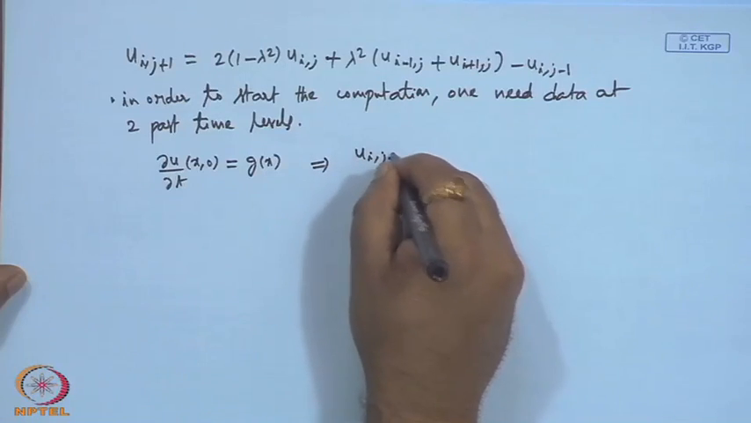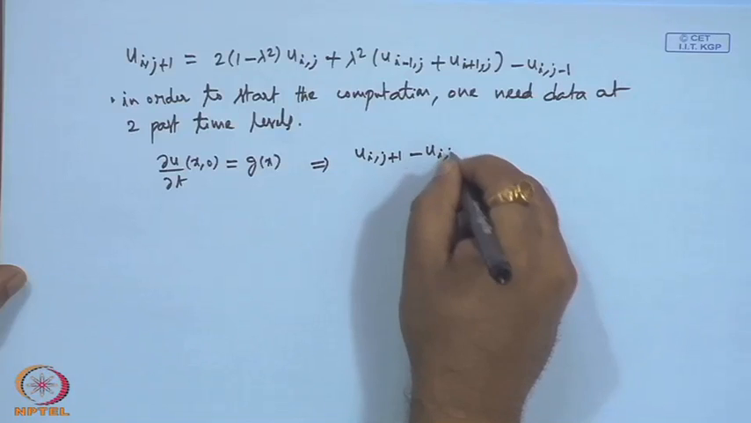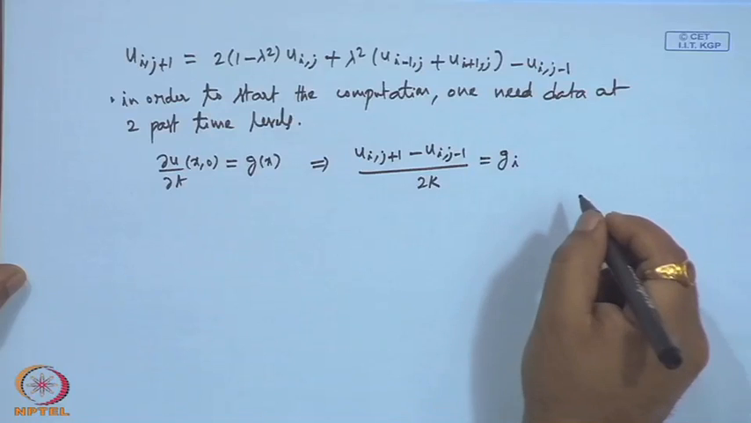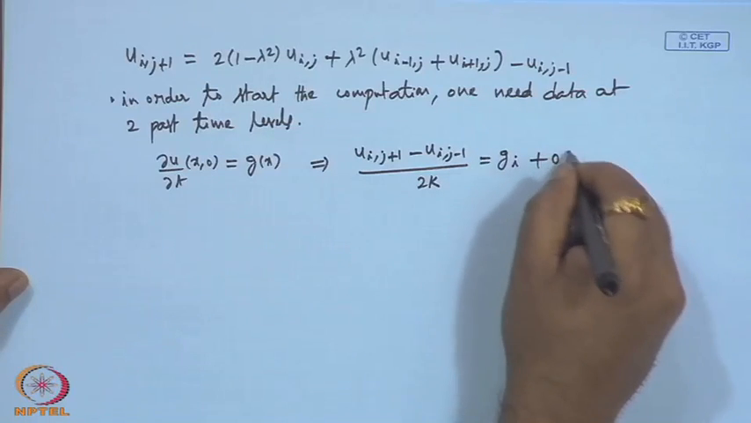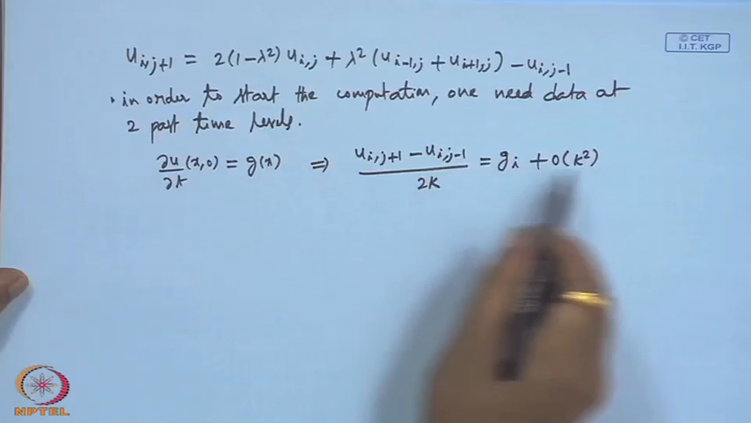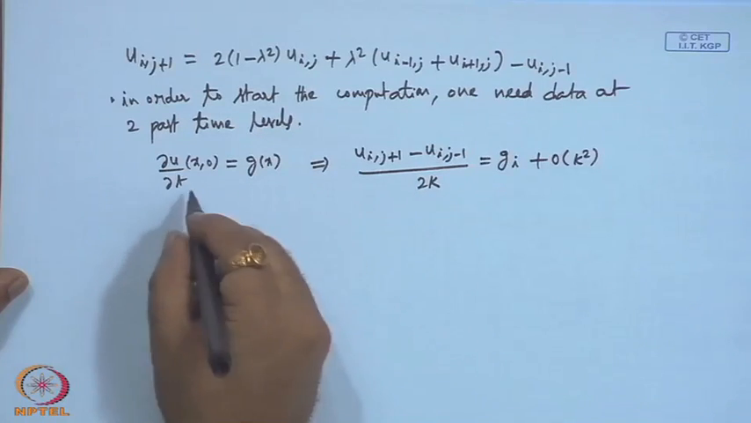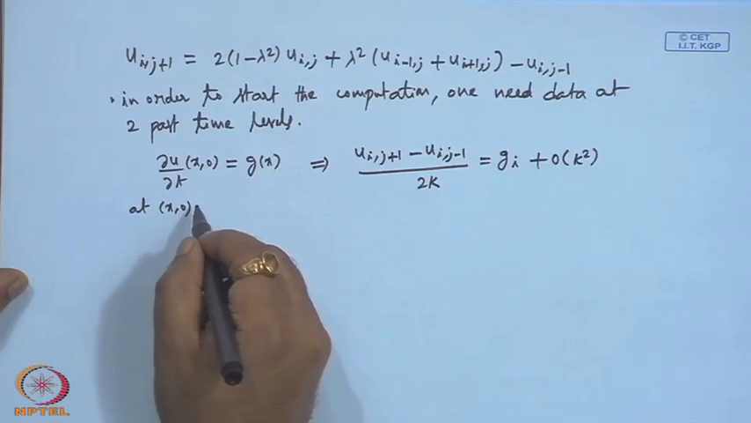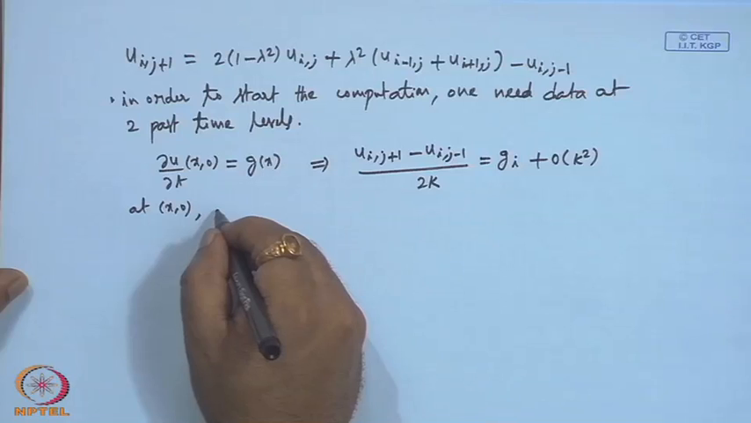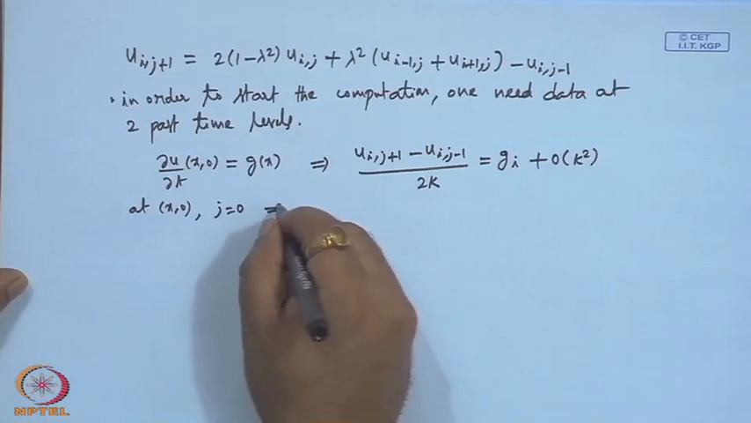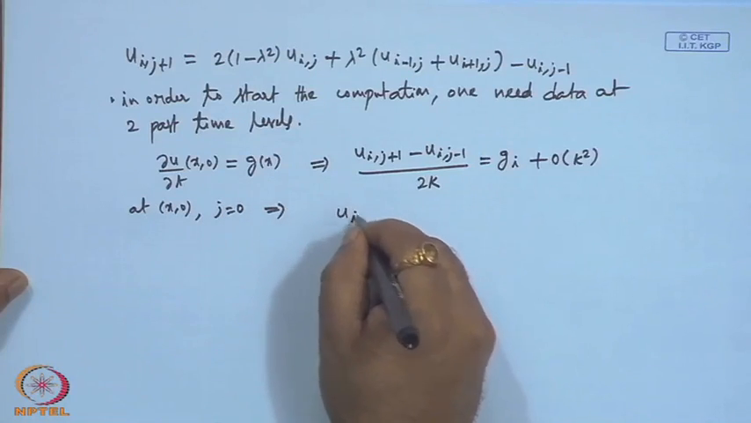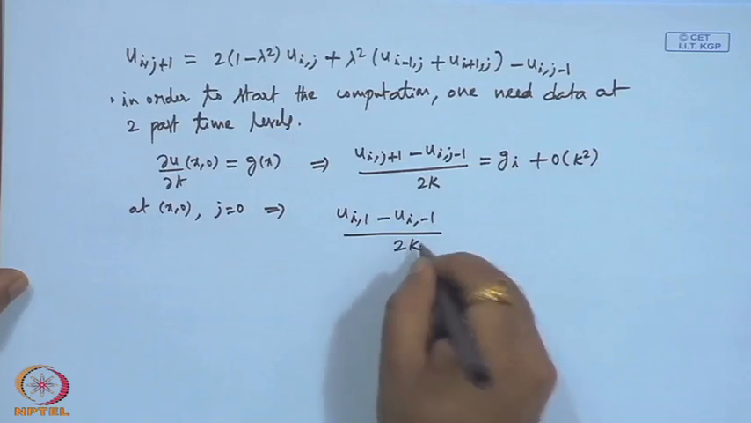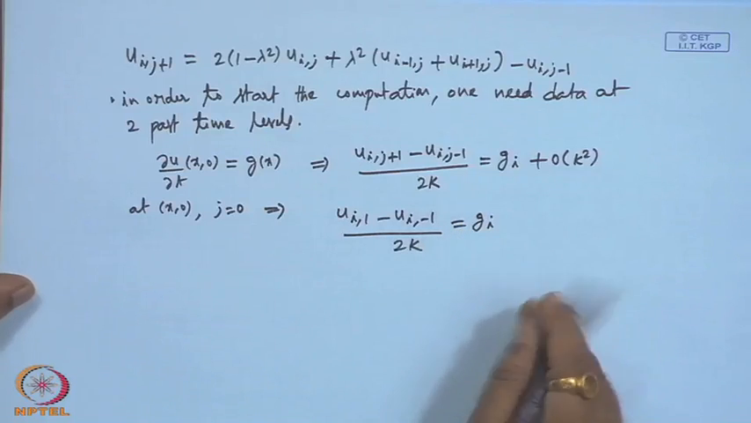So, we make use of this g I. Of course, this is of order, because this is second order. So, now this is at x 0, we have j is 0. So, this implies u I 1 minus 1 by 2 k is g I.